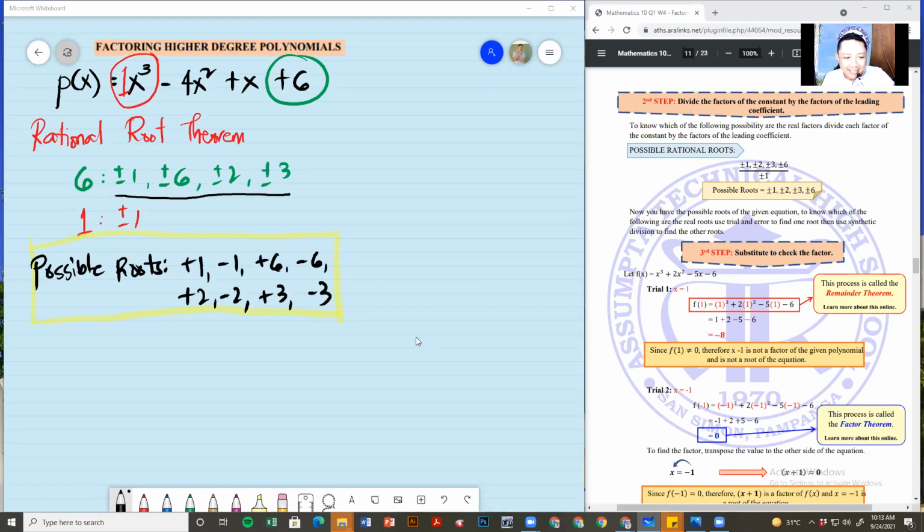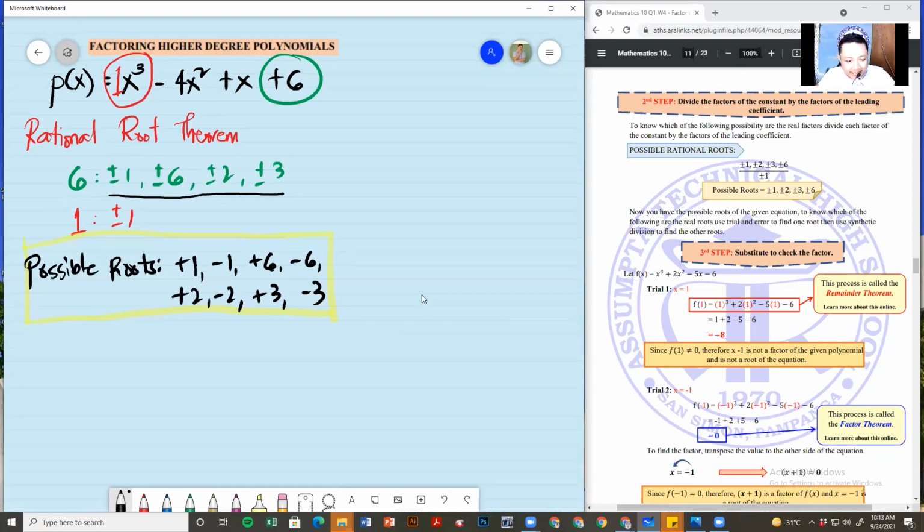So, let's try this. Syempre, try lang natin isa-isa bawat possible root. Since this is cubed, basta't makakuha ng isang pasok, you can already proceed to the usual factoring. Okay? Let's try the positive 1. P of x is equal to 1. Isa-substitute lang natin yan. We will substitute the value of 1 in our P of x.